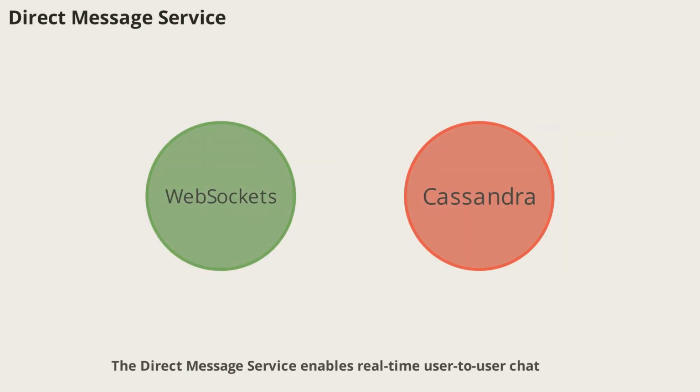Direct message service enables real-time user-to-user chat. It uses NoSQL databases like Cassandra for fast, large-scale message storage. WebSockets are employed for live message updates, ensuring instant delivery and synchronization. This service is designed for high throughput and reliability, supporting private communication between millions of users.